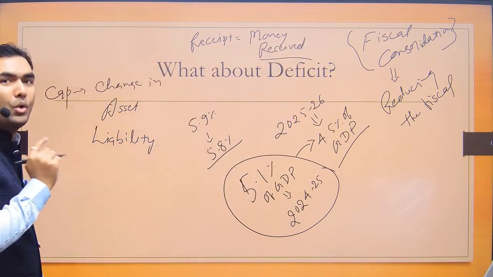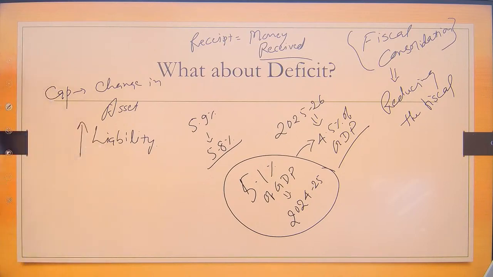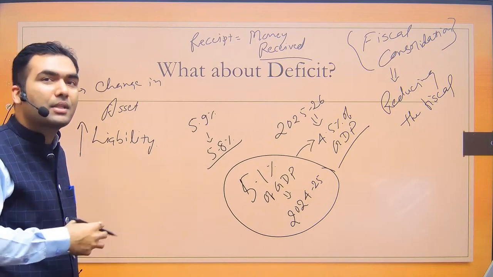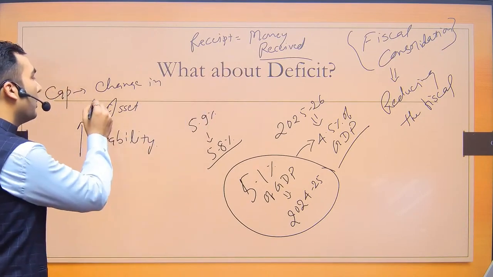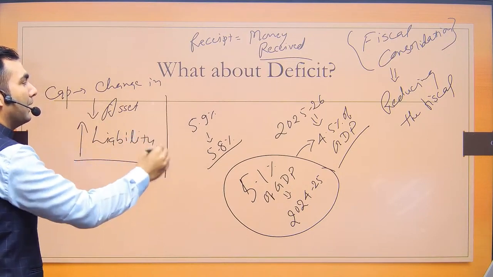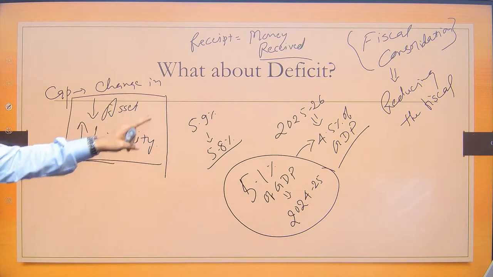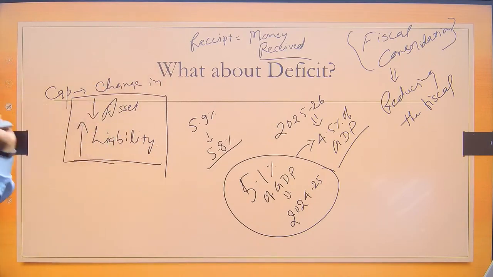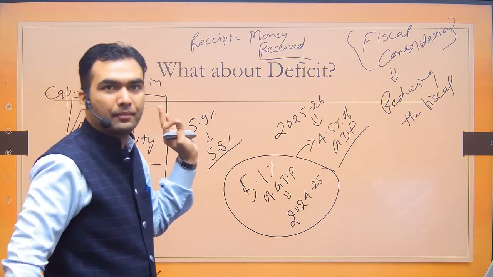If government takes a loan, there is an increase in liability. Or government can sell something. So government has an asset which government sold, and in return government received money. So either there is going to be a reduction in asset or an increase in liability. These are the two possibilities under which there is going to be capital receipt. Now if either of the two is high, it is not good.